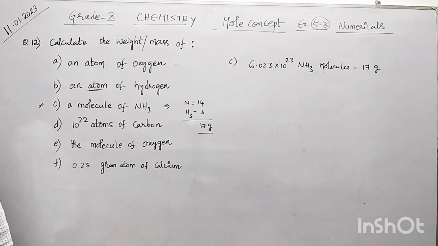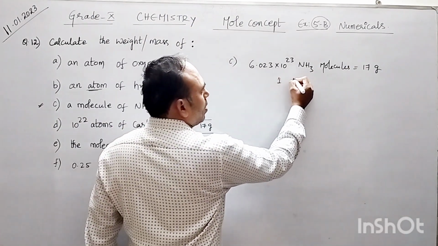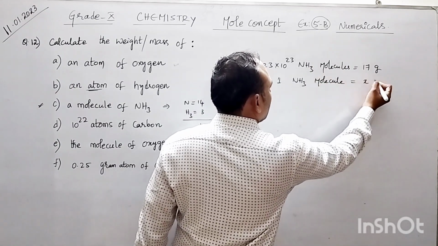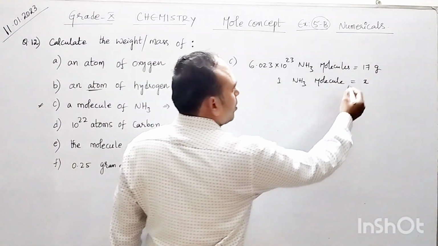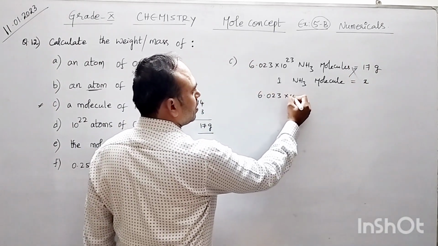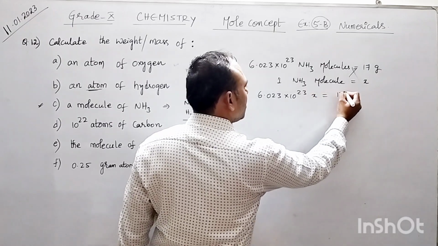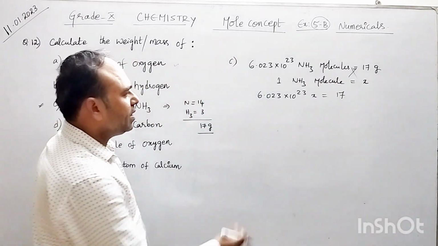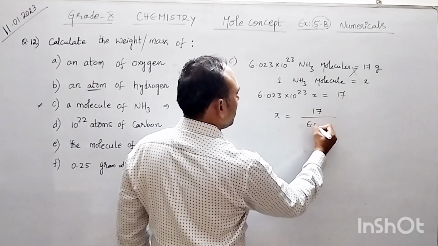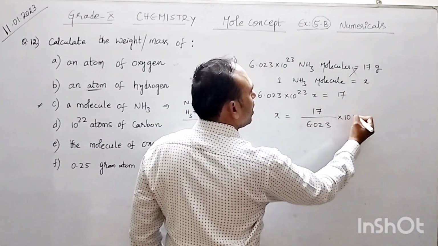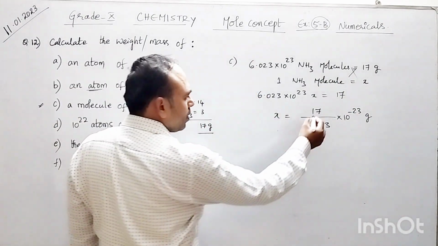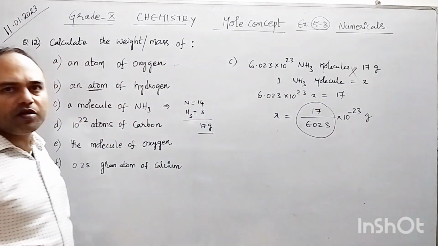Now they are asking only one molecule. Let us write like this. One ammonia molecule, mass can be considered as x gram. You know the method, cross multiply. 6.023 into 10 to the power of 23 x is equal to 17. Now x is nothing but 17 by 6.023 into, here you know that it is 10 to the power of minus 23 grams. Now calculate this, take your time.